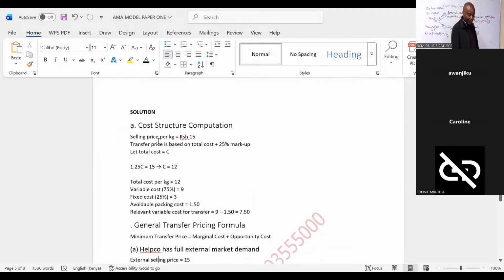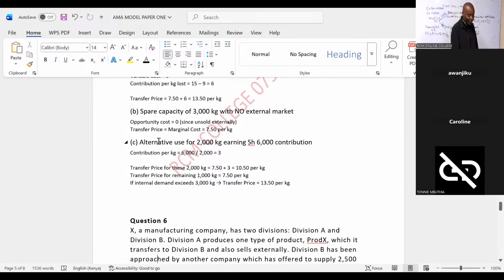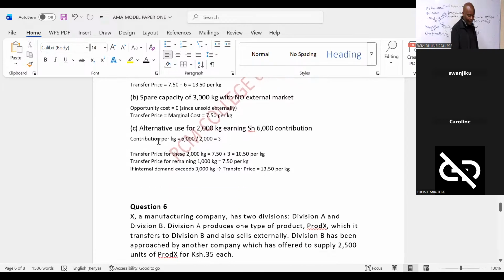You can see in this particular case the alternative use for 2,000 kilograms earns 6,000 contribution, so the contribution or profit per kilogram will be 3. Then the optimal transfer price will be what here? Remember the formula. This is really easy.